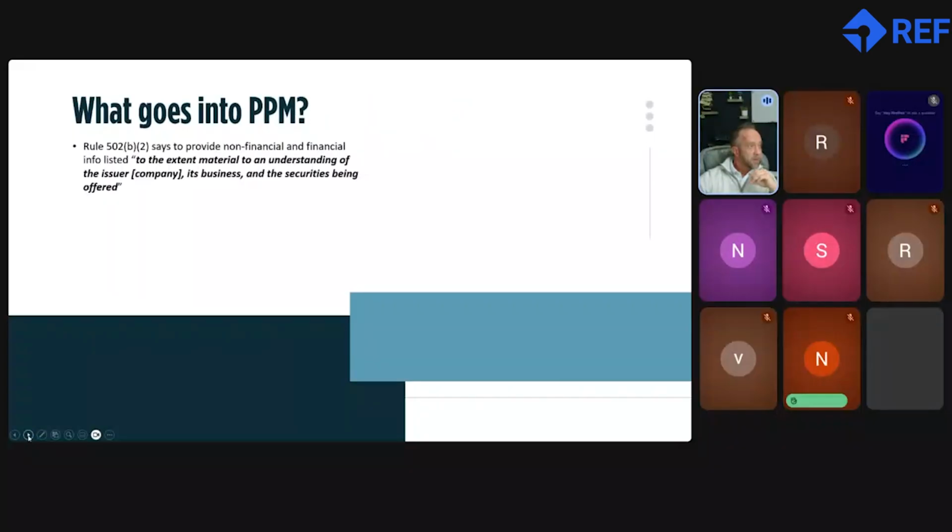What are some of the things that go into a PPM? Basically, Regulation D, Rule 502 talks about both non-financial and financial information to the extent that it's material to understanding of the company, their business, and the securities being offered. So basically, this is almost like an expanded business plan with the risks of investing.